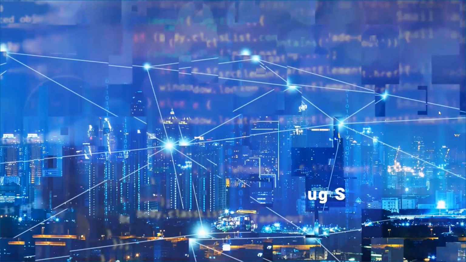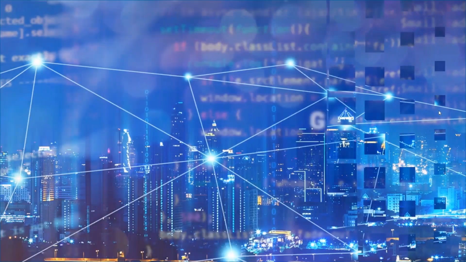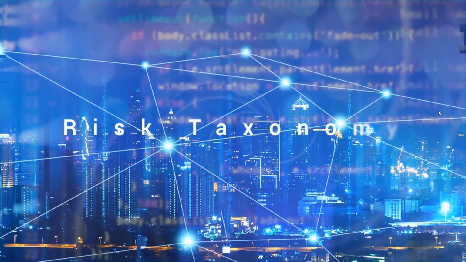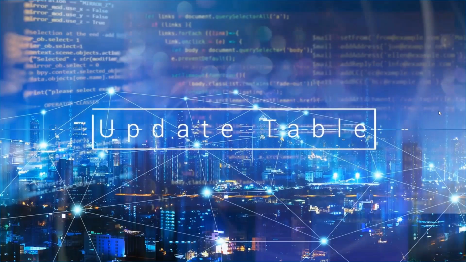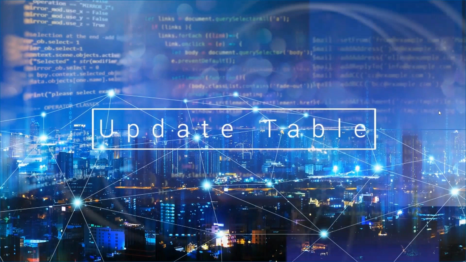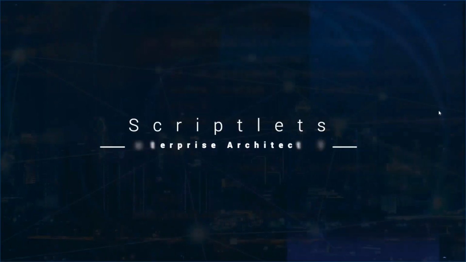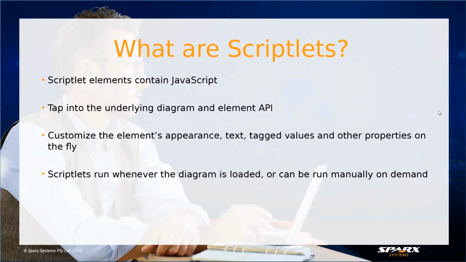Static Views with Scriptlets in Enterprise Architect 16. So how can you create engaging diagrams capable of responding to user and system changes? Well, today we're going to take a step beyond static views with the use of scriptlets in Enterprise Architect 16, a brand new element containing JavaScript that allows you to tap into the underlying diagram and element API. We're going to look at how to bring models to life by altering elements' appearance and text.